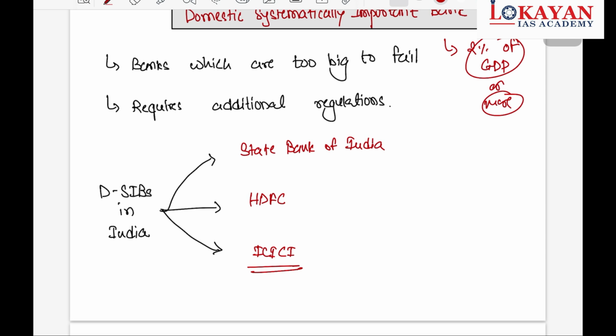Now your job is to look for the minute details regarding the regulation, because I have told you that no need to look at it, but what if UPSC decides to ask you? So please have a look once.